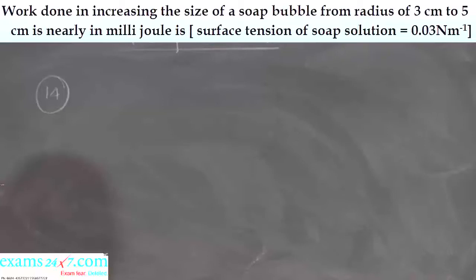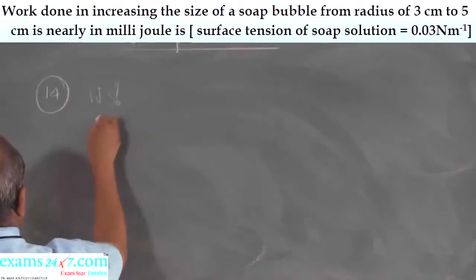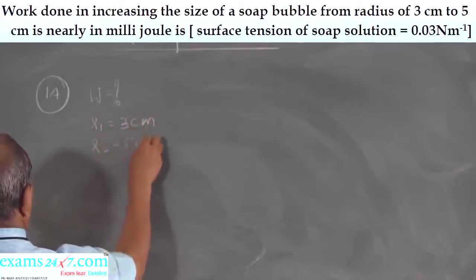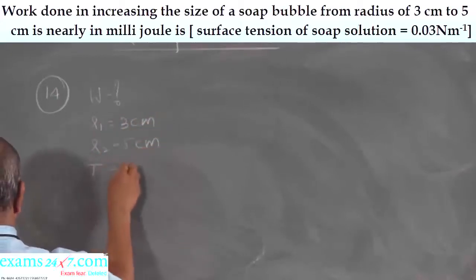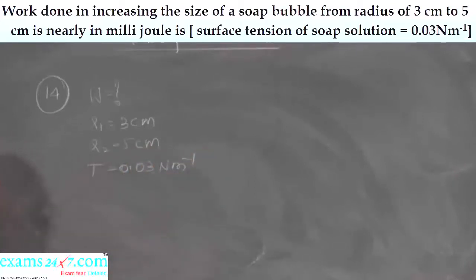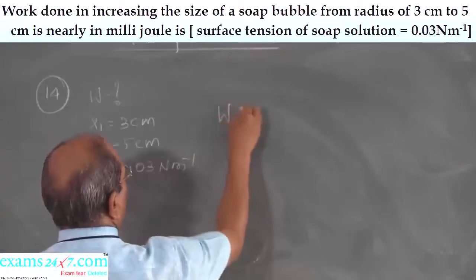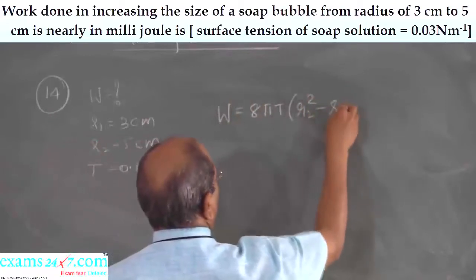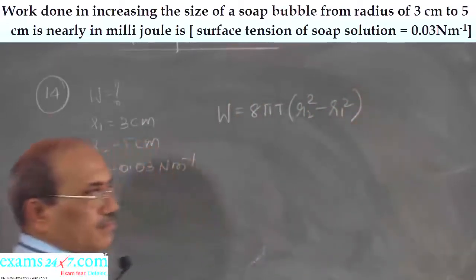Increasing the size of a soap bubble from radius 3 centimeter to 5 centimeter, the work done is nearly how many millijoules? Work done is the question. R1 is 3 centimeter, R2 is 5 centimeter, surface tension is 0.03 Newton per meter, given, and asking you about the soap bubble. For a soap bubble, work done is 8 pi T into R2 square minus R1 square. This is the relation.